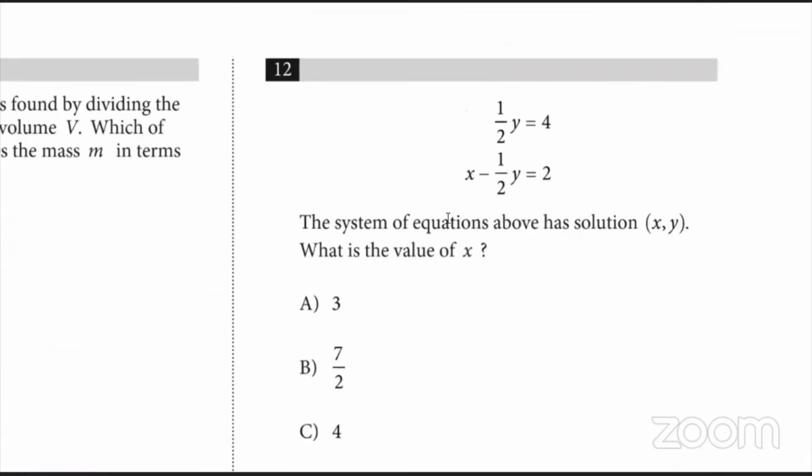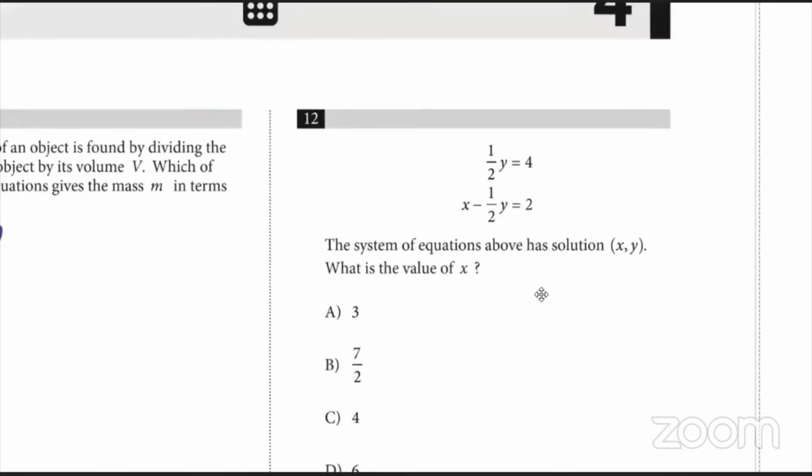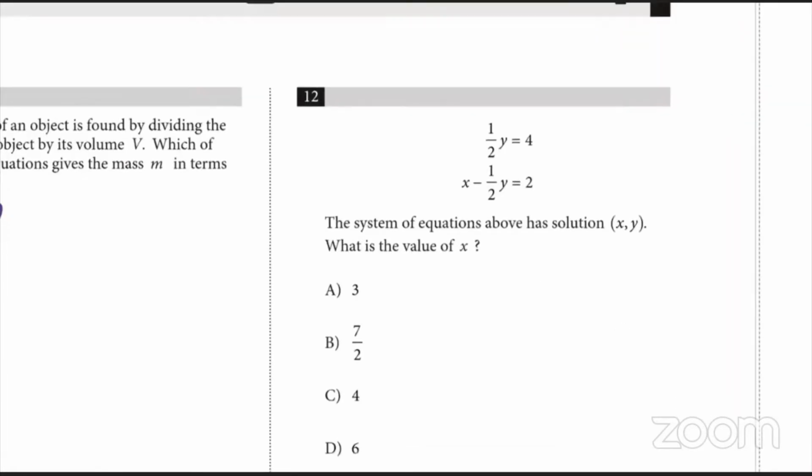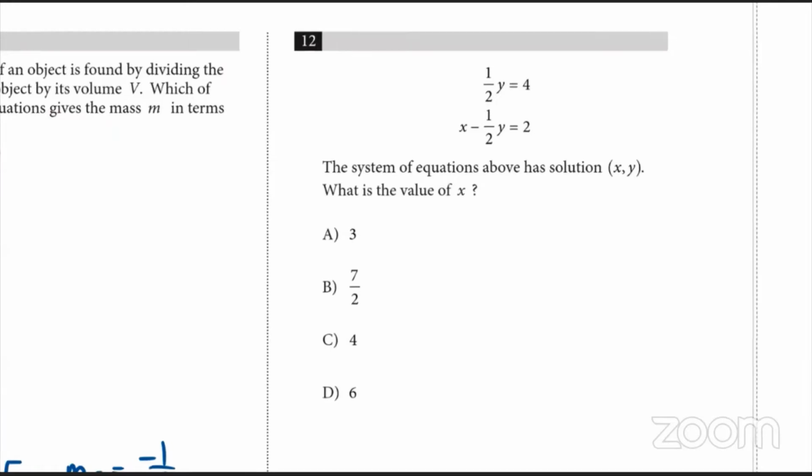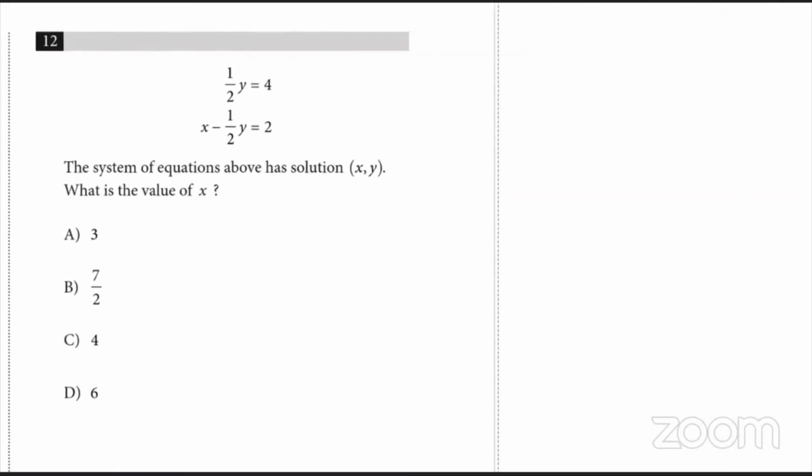Now we have number 12 here. Okay, what's the value of x here? This, as far as systems of equations goes, I might consider to be a special situation because they're telling you that 1/2 y is 4. So if we know that 1/2 y is equal to 4, we can look at the other one and see that you've got 1/2 y right here as well. So wherever I see 1/2 y, I can replace it with 4. So x minus 4 is 2, and x is 6 when you add 4 to both sides.